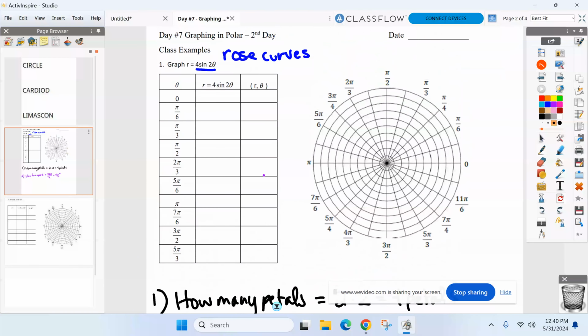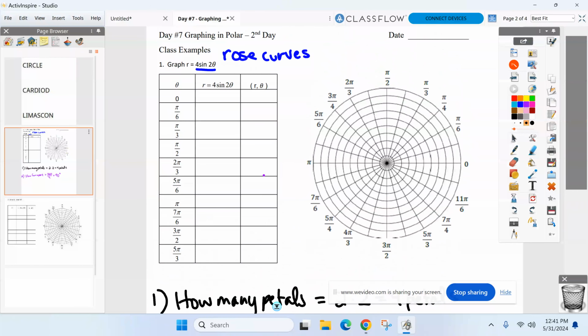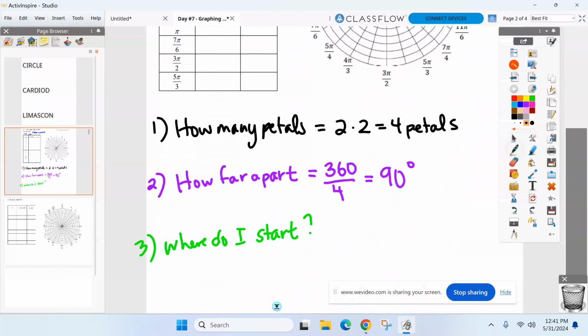All sine rose curves. Let me say this very slowly and a couple times. All sine curves start halfway between how far apart they are. Let me say that again. All sine curves start halfway from however far apart. Now, they were 90 degrees apart, right? So I take your 90, however far apart they are, and divide by 2. So that tells me my first petal will start at 45 degrees.